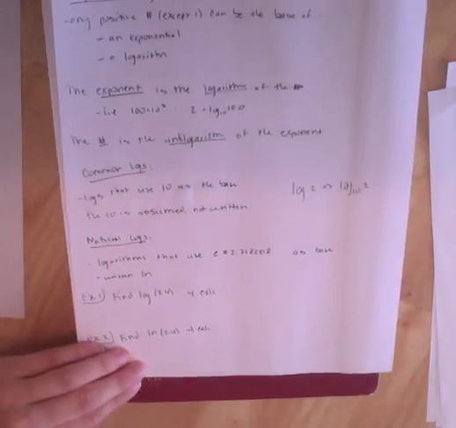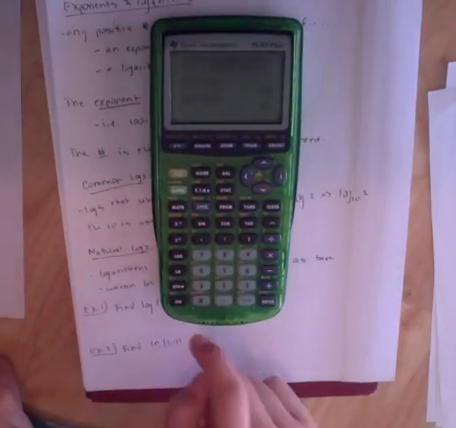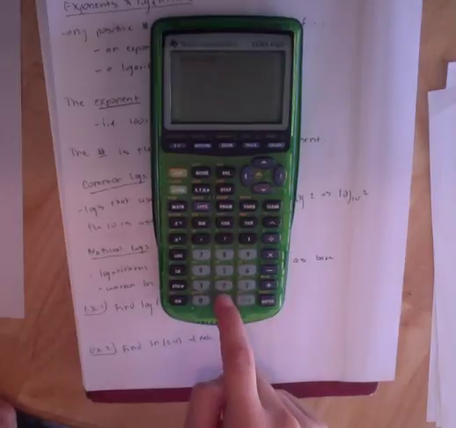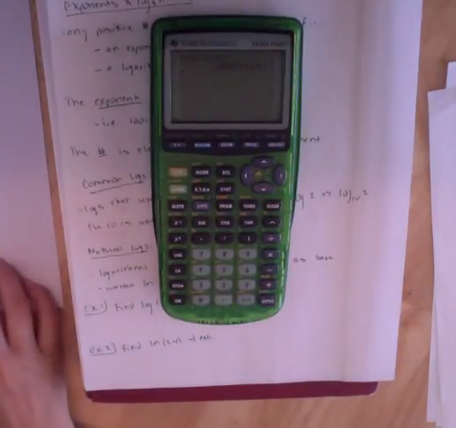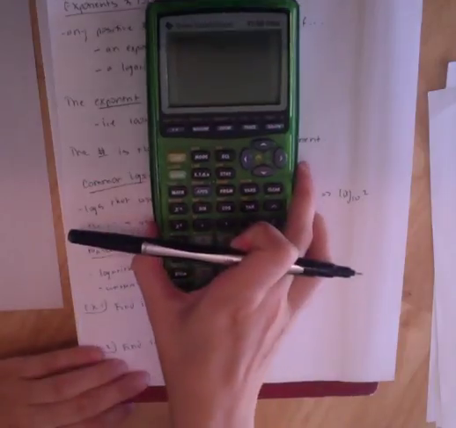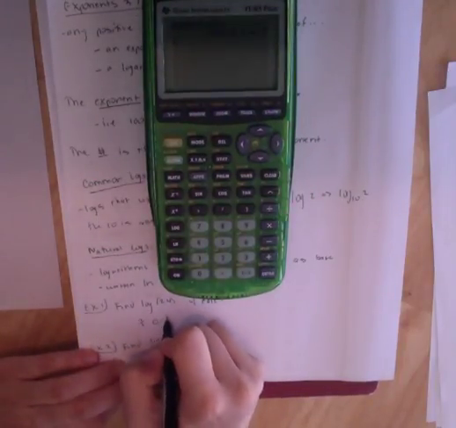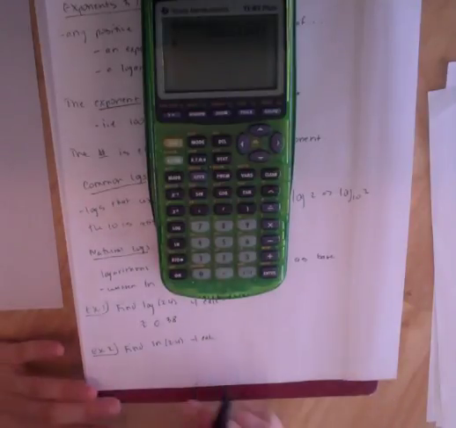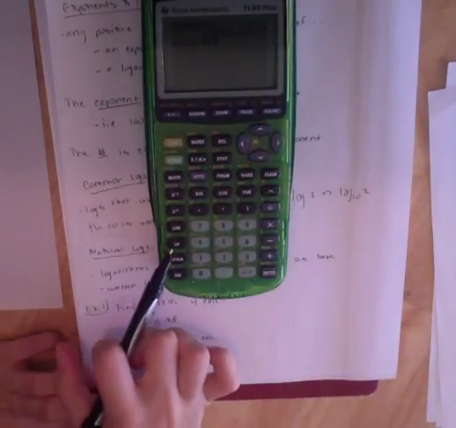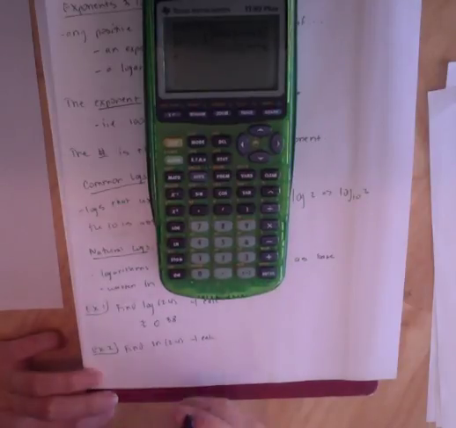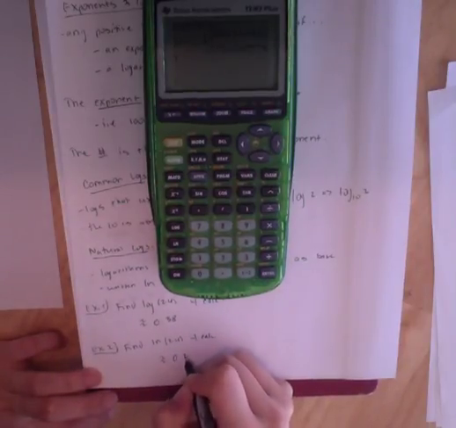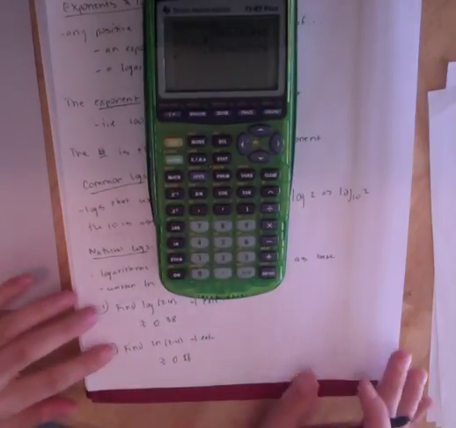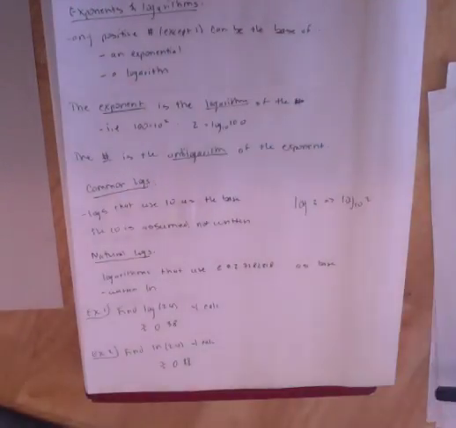The first one is find the log of 2.4 with your calculator. So in your calculator, if you press the log of 2.4, it gives you this decimal. So the log of 2.4 is approximately 0.38. I'm only going to round to 2 decimal places unless it specifies otherwise. Then it wants us to find the natural log of 2.4. The natural log button on my calculator is below the log. You press enter, and it's approximately 0.88. A couple simple examples.